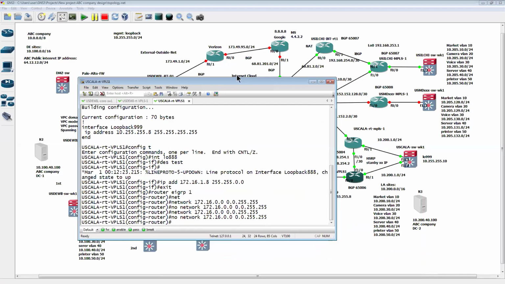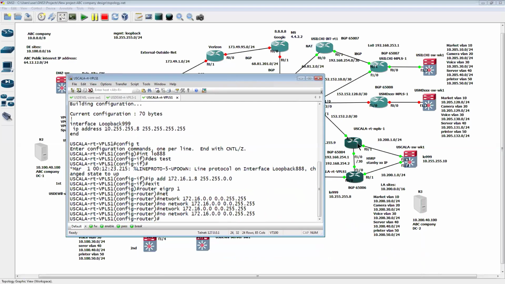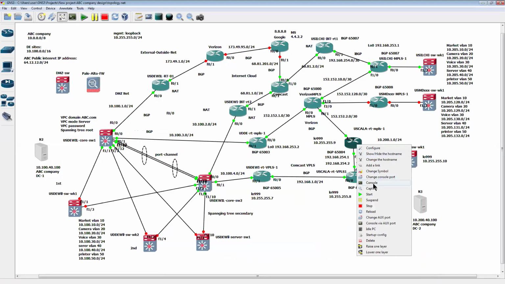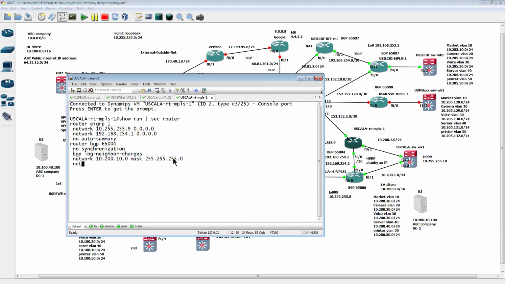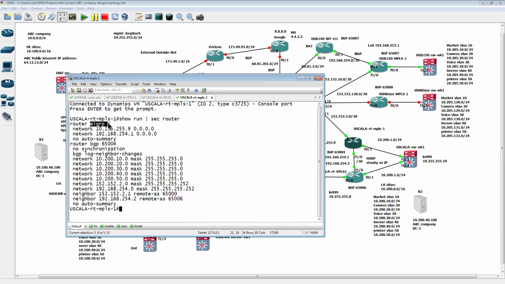Okay, so let's go back to here first. We take the last one in here. You see here? So this one is just to verify again. We should have show run section router OSPF. No, not just routers. We should have only BGP and EIGRP, right? This is the MPLS router. You see, we only have EIGRP here, right?